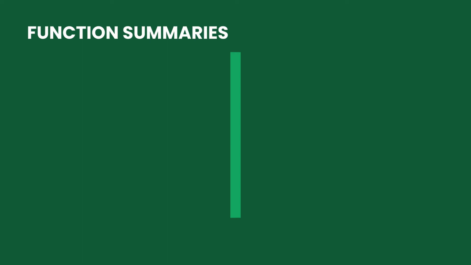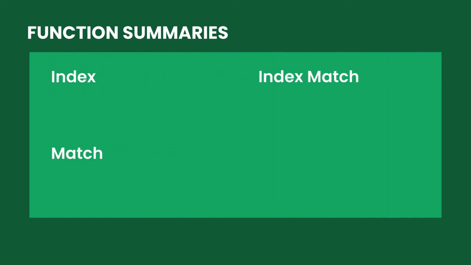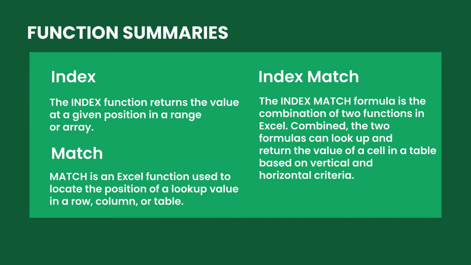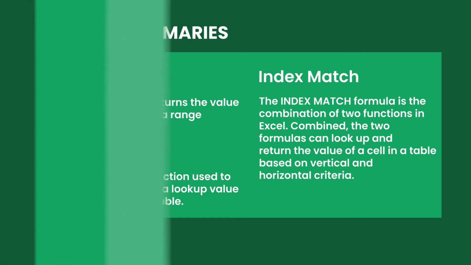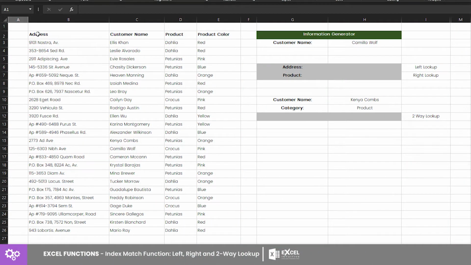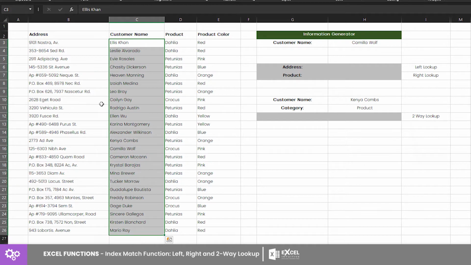Before we start, here's a quick refresher. The index match is a dynamic function where match is nested inside the index function. Match's purpose is to provide the location of the data which index will return. We have created a drop-down list of all customers here. We will use this list as our lookup value.